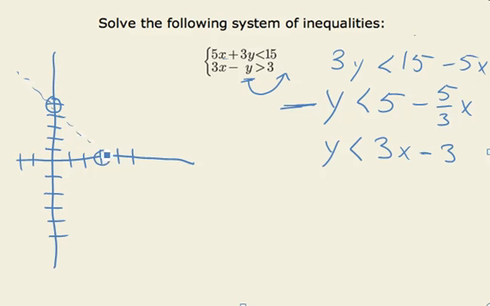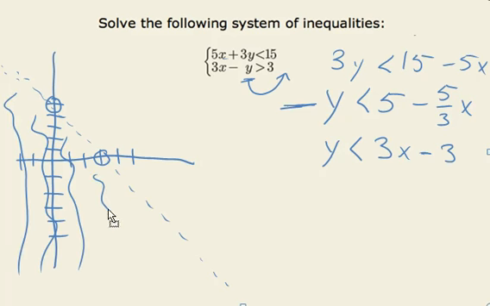So let's draw a dashed line. We're drawing a dashed line because we're not going to include these points because we have a less than and not a less than or equal to sign. I want y values that are smaller than that line, so I want the y values that are below this dashed line that we drew. So I want all these things down here.